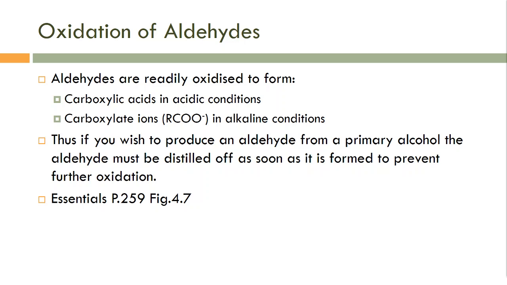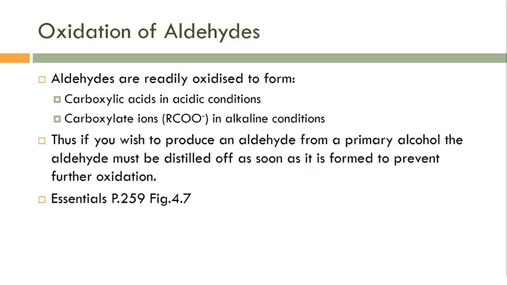Now, if you do that in alkaline condition, underline or highlight that, you get carboxylate ions. See the difference? So carboxylic acids will be the product if you use acidic condition, and if you use alkaline condition, oxidation will produce the carboxylate ion, so without the H attached, all right?